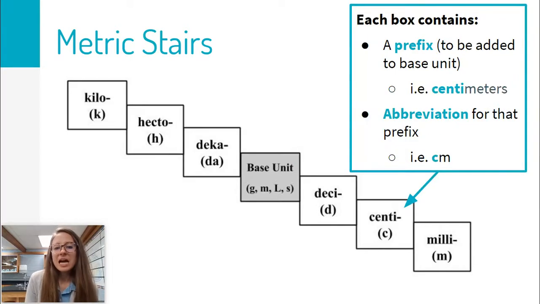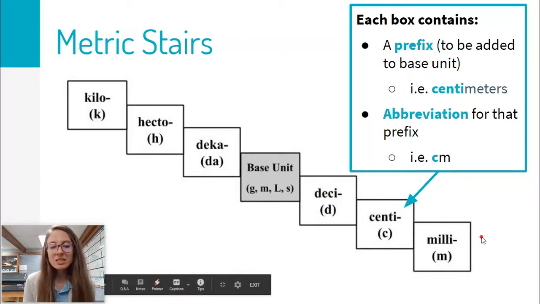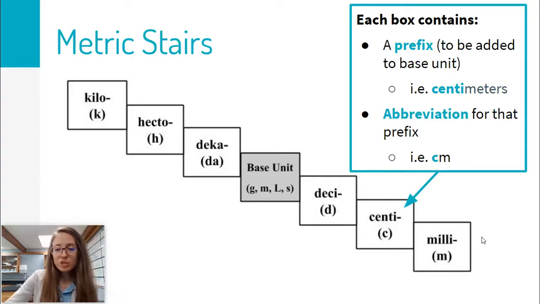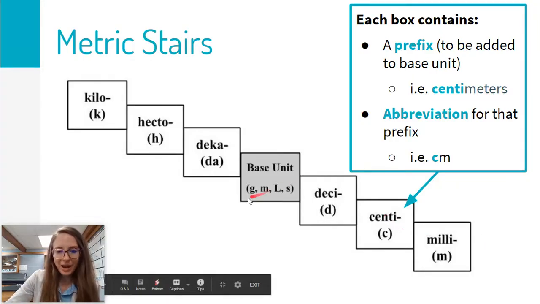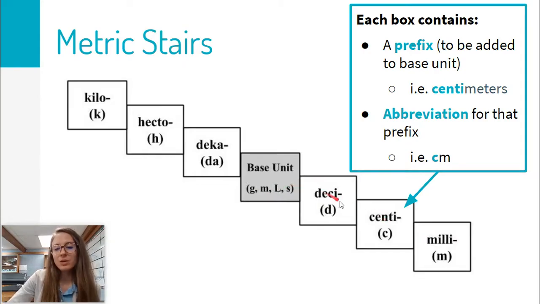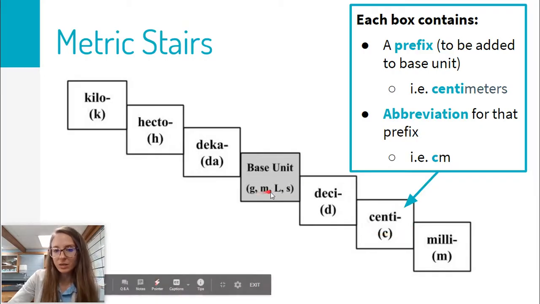Okay? Now, all the other boxes, the white boxes, contain 2 different things. The first one is a prefix, that is the top part. So kilo, hecto, deca, deci, centi, milli are all prefixes that you can add to a base unit. So we can have centigrams, we can have centimeters, we can have centiliters, and we can have centiseconds. We can put that on any one of these base units.